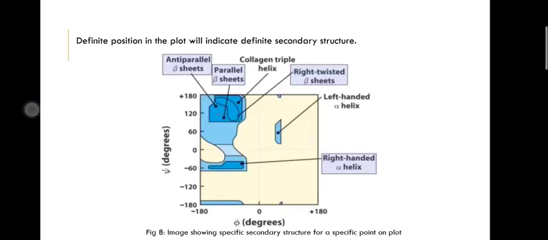A definite position in the plot will indicate a specific protein secondary structure, like in this graph of polyalanine. This part is showing beta sheets, anti-parallel beta sheets. This is showing parallel beta sheets.